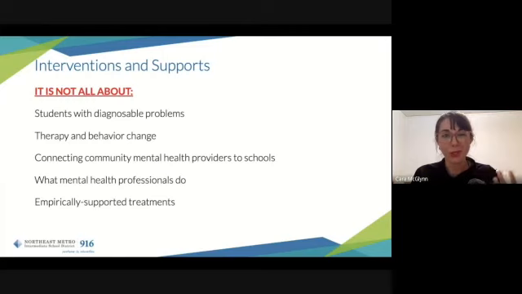It's also not about students that have diagnosable problems. As we mentioned in some of the earlier slides, people experience varying degrees of distress throughout their lifespan. So it can be really supportive just to have a caring, kind adult who's aware of some of these things, to support them through that hard time.